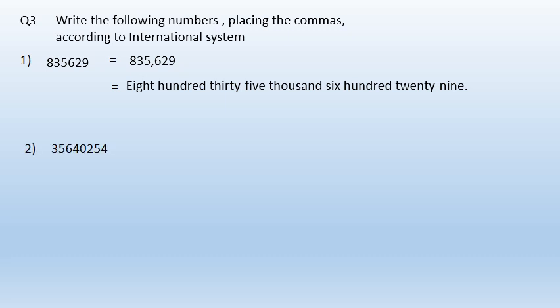Let's take another example. The second question is, this number is given, and we are going to write it down again using commas according to the international system, and then we are going to write it in words. Now we have written this number, we have placed the comma. Okay, 254 is ones period, 640 is thousand period and 35 is million period. So how are we going to read this together? 35 becomes 35 million, 640 becomes 640,000 and 254. Come on students, just write down 35 million 640,000 254.